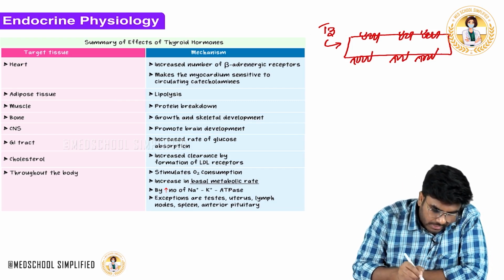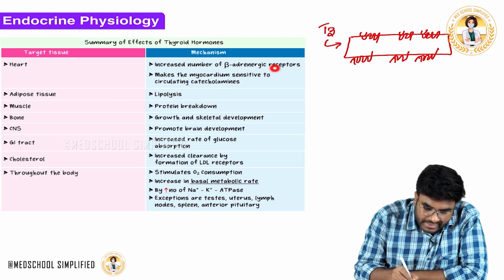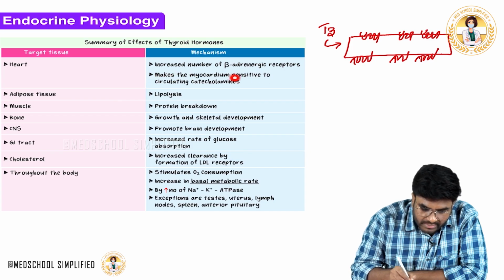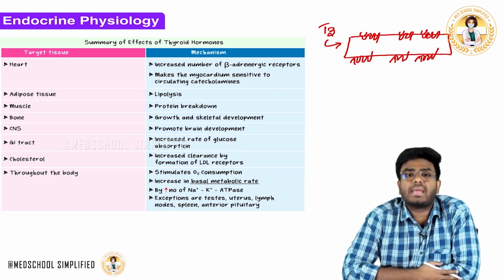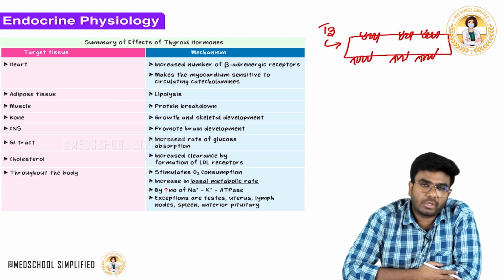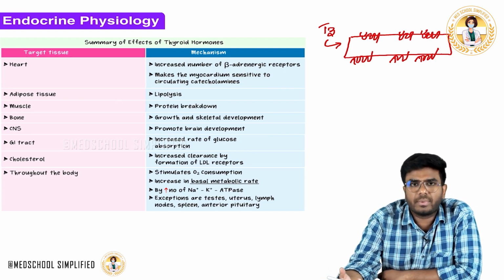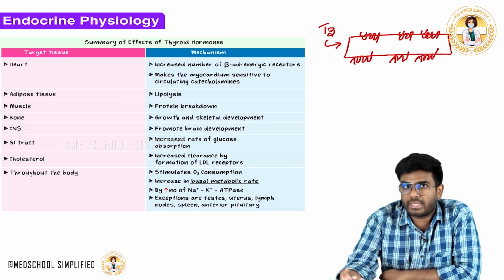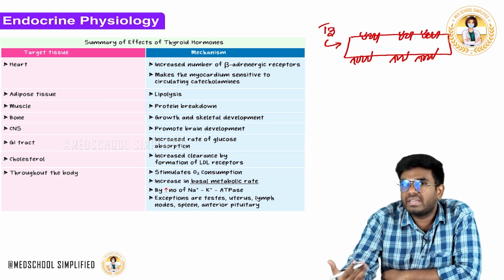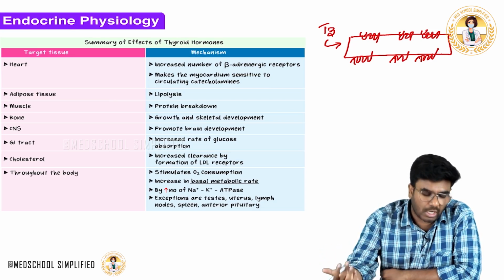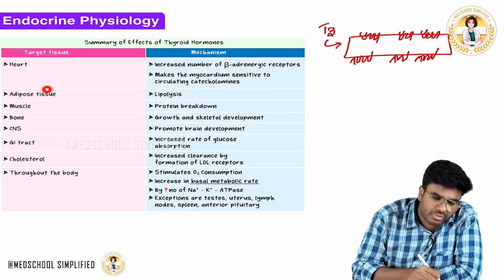See, thyroid hormones on the heart increase the number of beta 1 adrenergic receptors. Beta 1 adrenergic receptors make the myocardium sensitive to circulating catecholamines. What are the catecholamines? Norepinephrine, epinephrine as well as dopamine. These catecholamines can easily stimulate the myocardium because more receptors are there, and if they can easily stimulate it, heart rate will automatically increase, because catecholamines increase the heart rate. We all know that.